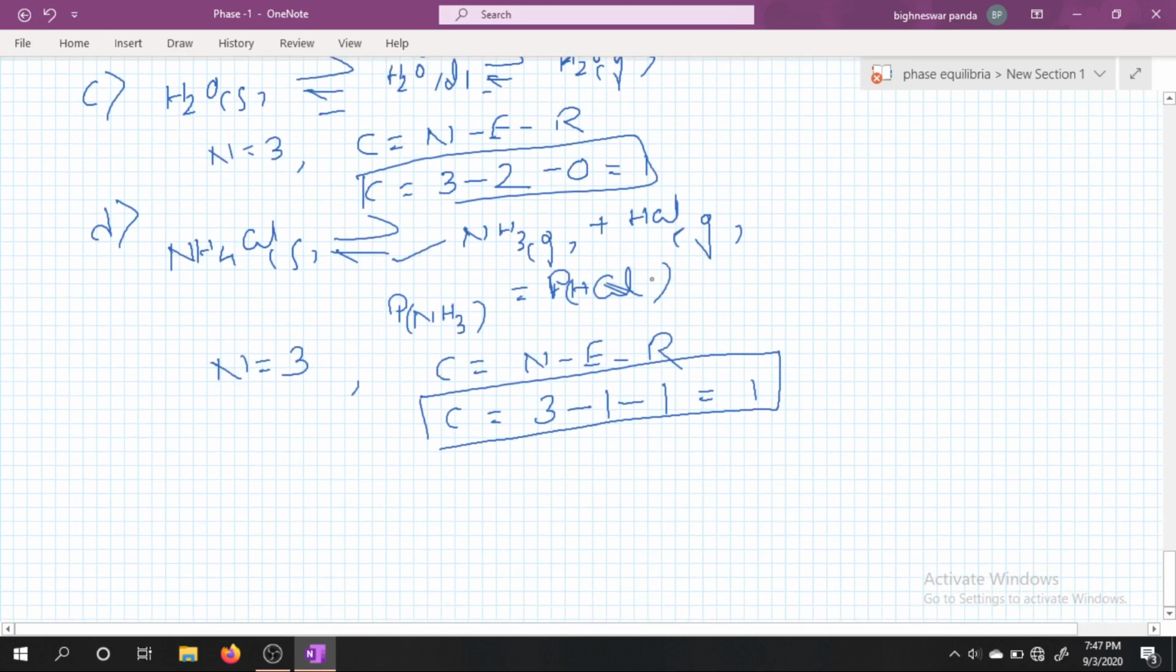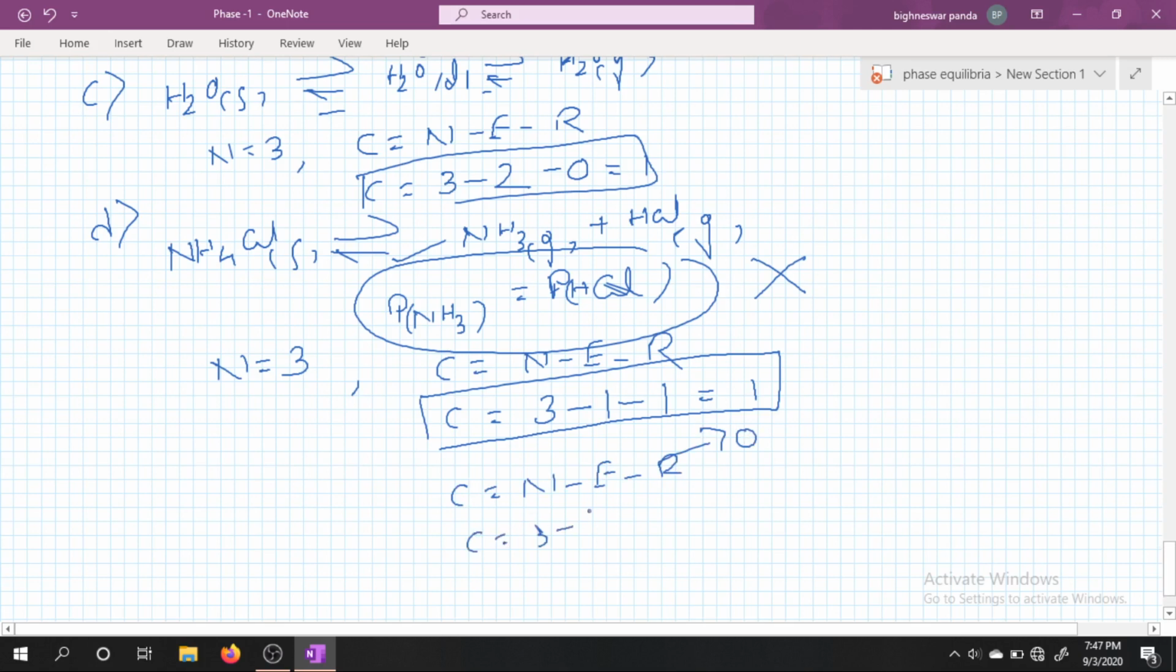If the condition is not given, then R tends to 0, n minus E minus R, and this R tends to 0. Then C is equal to 3 minus 1, that will be equal to 2. So this is all about the number of components calculation.